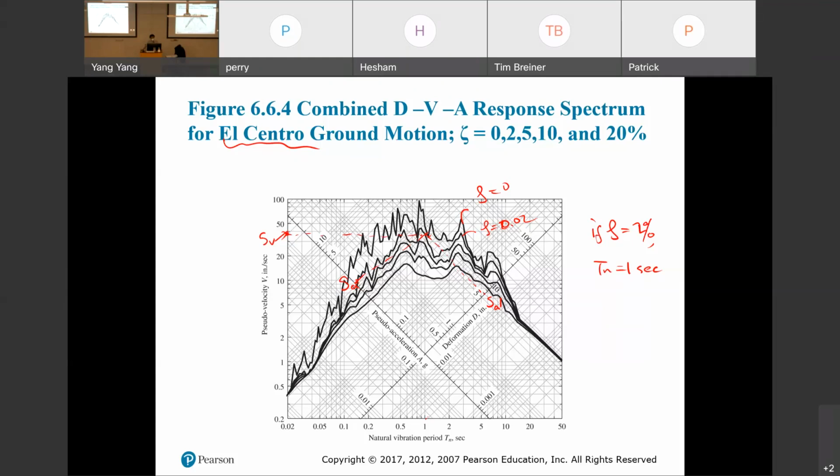Kind of, but not really. Are we supposed to have a tripartite graph like this, or are we just going to have Tn? No, you are not required to produce the tripartite graph. You only need to provide either the pseudo acceleration or the displacement as the y-axis. Either one of them should be okay. You do not have to show the data in the tri-axis graph. All right, because I have no idea how to go about that. All right, thank you.